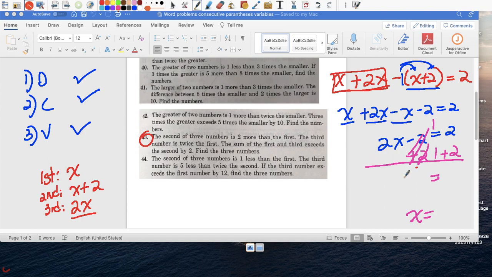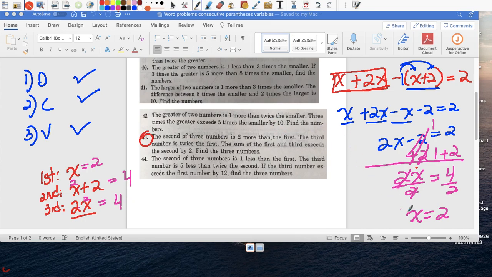So the only thing left over here is 2x. 2 plus 2 is 4. Divide this by 2, divide this by 2. 2 divided by 2 is 1, or 1x, and then 4 divided by 2 is 2. So apparently my first number is 2. So I'm going to write x equals 2. The second number, well, it's going to be 2 plus 2, which is 4. And the third number is 2 times 2, which is 4. So it's 2, 4, and 4.